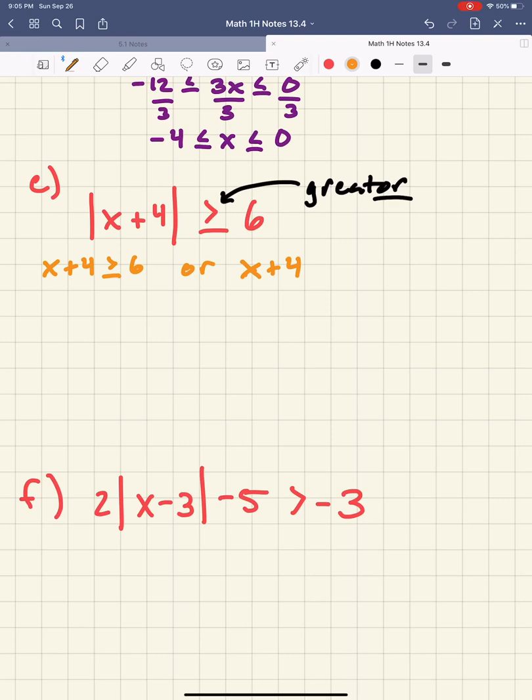I'll give you a second to look back at letter B to see if you can remember how to do this. We're going to change the inequality sign. So we flip the sign and we flip the symbol. So we make it less than or equal to -6. And now we go ahead and solve this. So I get x is greater than or equal to 2, or x is less than or equal to -10.